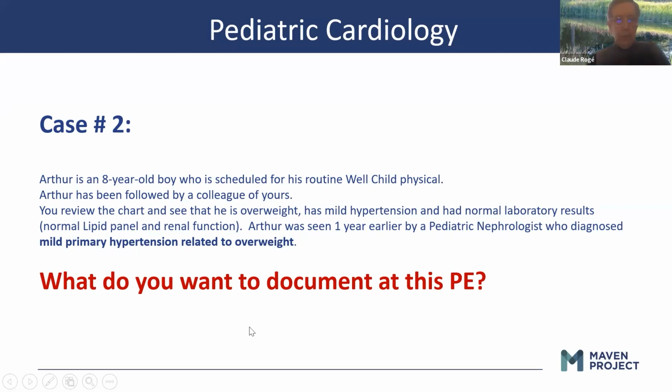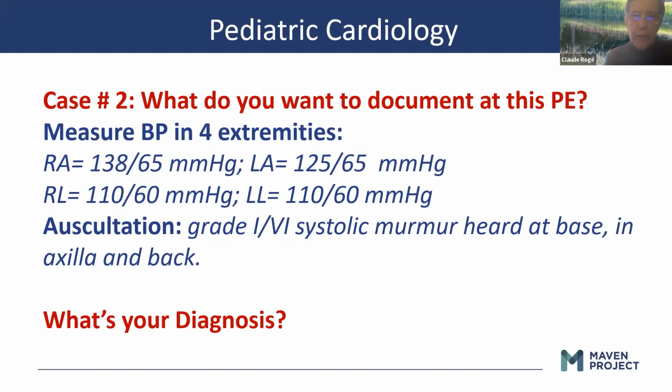Now, it takes too much time, but if we had time to ask you the question and see what you would document, but let's go to the next thing. What you do next really is to document the blood pressure in the four extremities. So here you see the blood pressure is the highest in the right arm, 138/65, and is lower in the legs, 110/60. And then when you do auscultation, you hear a grade 1/6 systolic ejection murmur that's heard at the base, in the axilla, and the back. So what do you suspect?